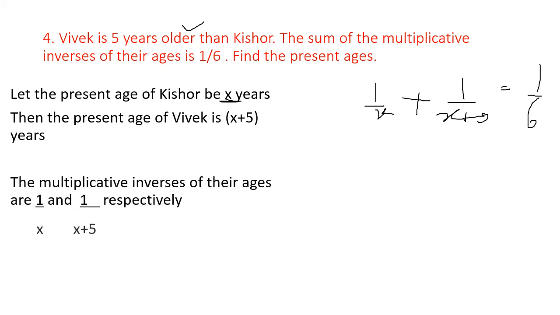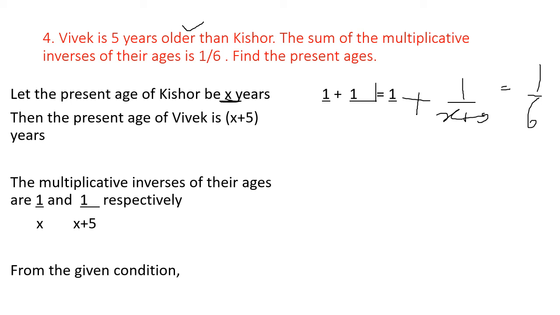Okay, multiplicative inverses are 1 upon x and 1 upon x plus 5. So from the given condition we get this. Okay, so 1 upon x plus 1 upon x plus 5 is equal to 1 upon 6. Now after doing this, we will cross multiply. So let us see how do we cross multiply and solve this.